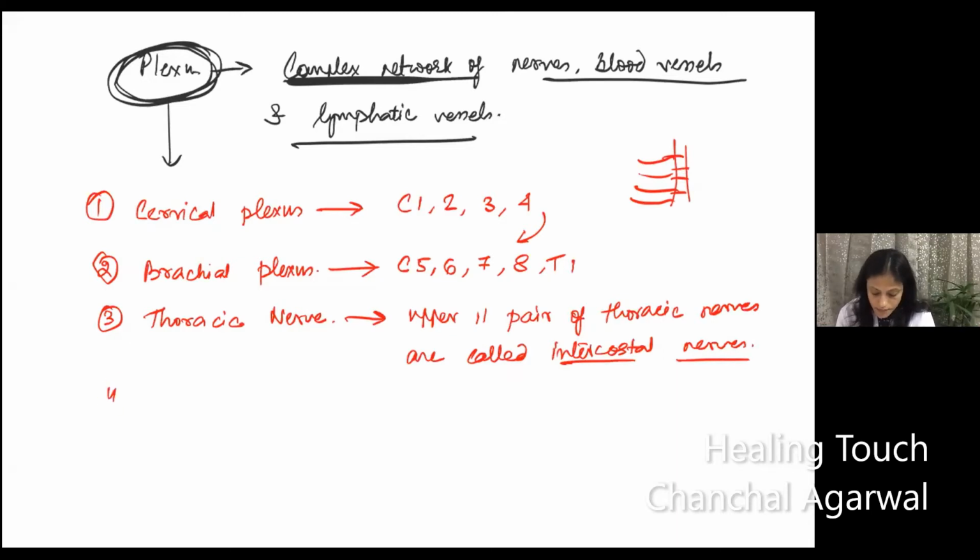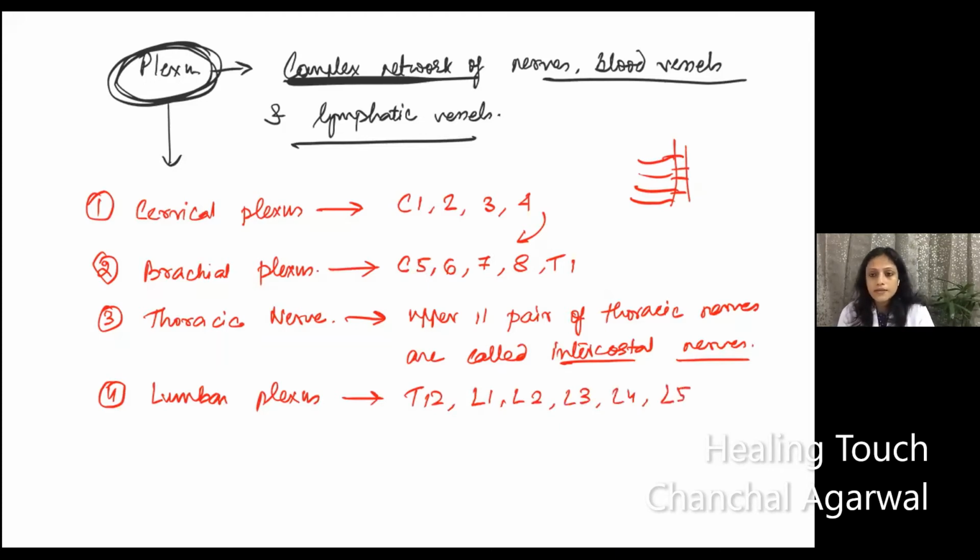Number four, lumbar plexus. Lumbar plexus means the nerves which are coming out from the lumbar area. That means T12, L1, L2, L3, L4, L5. These nerves are forming the lumbar plexus.